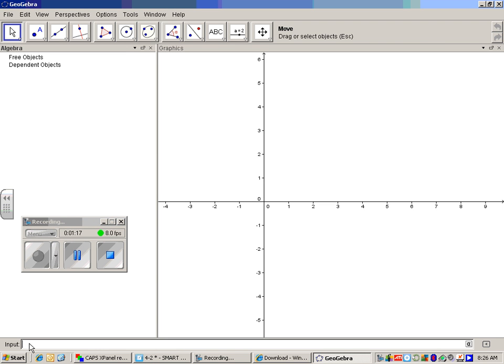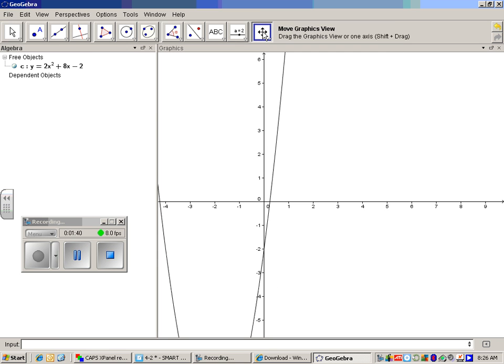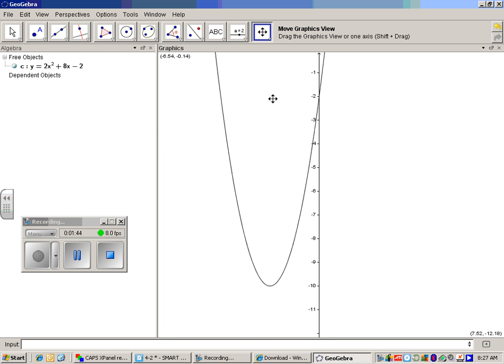So we want to put in our equation y equals 2x squared plus 8x minus 2. If you press enter, it will graph your function. So then, if we click on this crossbar thing, we can move the graph around so we can see it better.